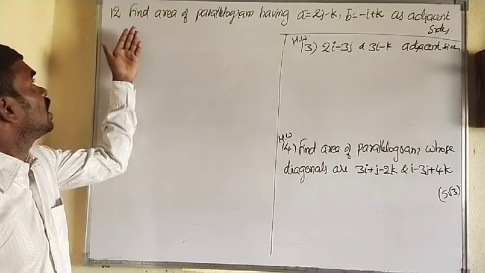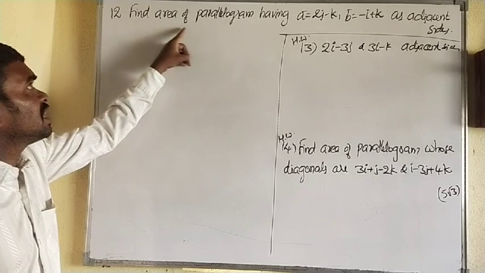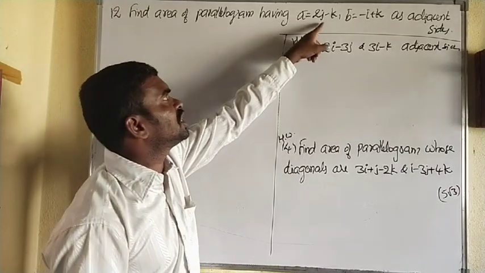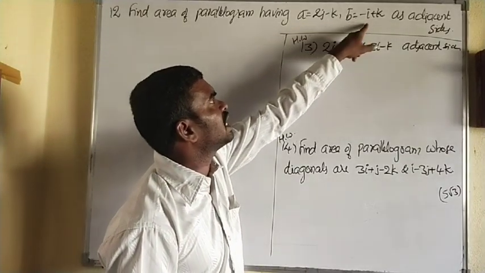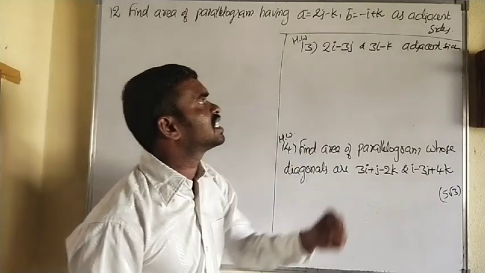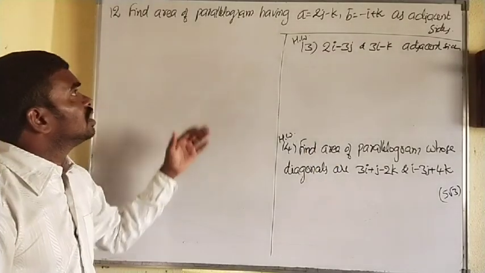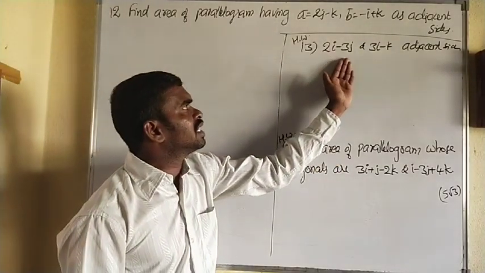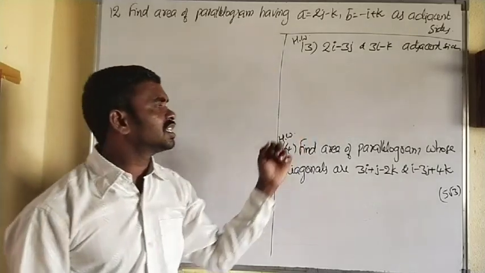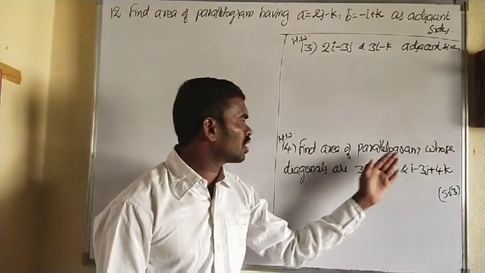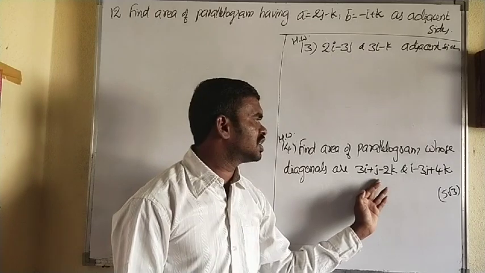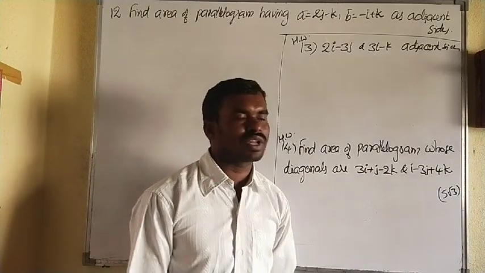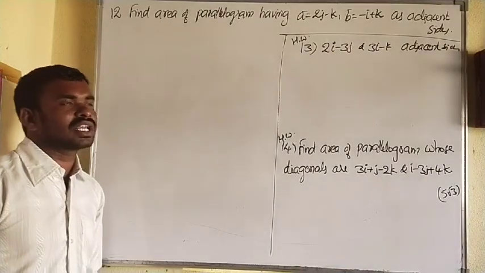Next, about area. Find the area of the parallelogram having a equal to 2j minus k, b bar equal to minus i plus k as adjacent sides. Okay, so same type of one more question, 2i minus 3j, 3i minus k as adjacent sides. And the 14th one, find the area of the parallelogram whose diagonals are 3i plus j minus 2k and i minus 3j plus 4k. These three come under the same type of problem.